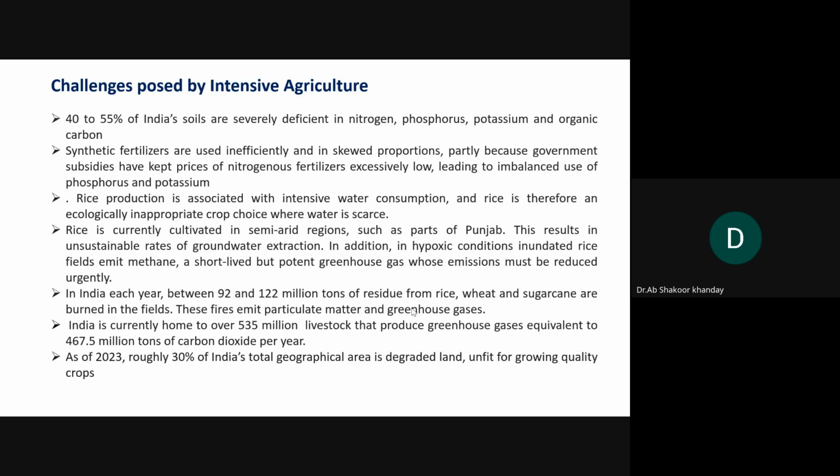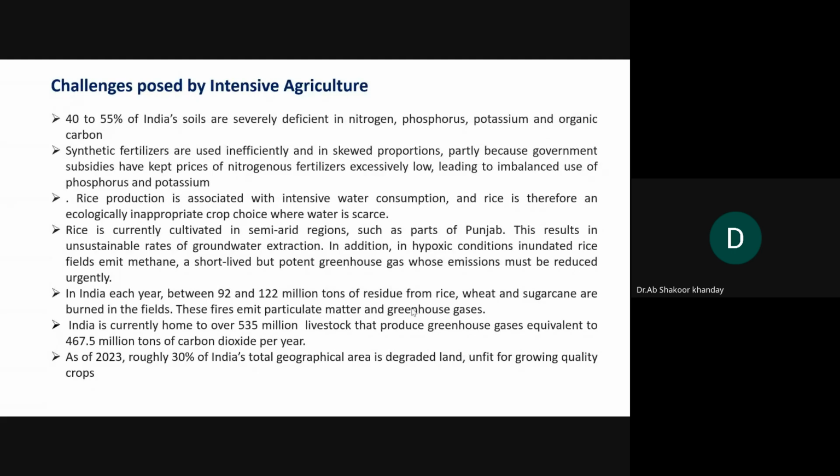In addition to this, a great percentage of the soils are showing deficiencies of micronutrients as well, especially the deficiency of zinc in paddy soils, sulfur in oil seeds, and so on. Synthetic fertilizers are used inefficiently.